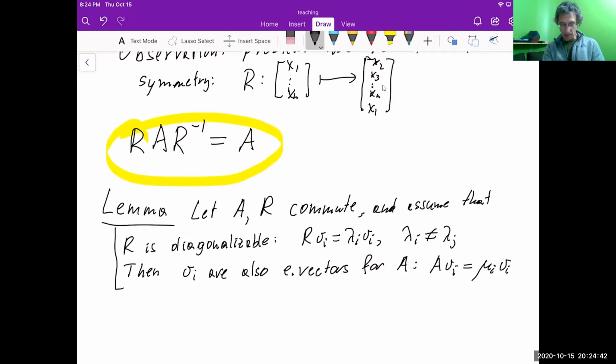Once I stated this lemma, in particular, it essentially says that in such a situation, A and R can be diagonalized simultaneously. So if you have two commuting operators and one of them can be diagonalized with distinct eigenvalues, then you can diagonalize both simultaneously in the same basis.